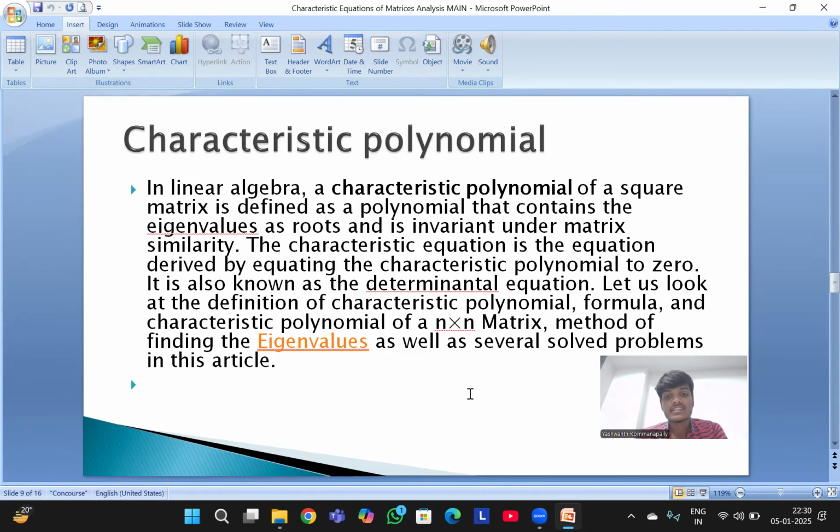Then the characteristic polynomial. What is meant by characteristic polynomial is, in linear algebra, a characteristic polynomial of a square matrix is defined as a polynomial that contains the eigenvalues as roots and is invariant under matrix similarity. The characteristic equation is derived by equating the characteristic polynomial to 0. It is also known as the determinantal equation. Let us look at the definition of the characteristic polynomial formula and the characteristic polynomial of an n by n matrix, the method of finding the eigenvalues as well as several solved problems in this article.